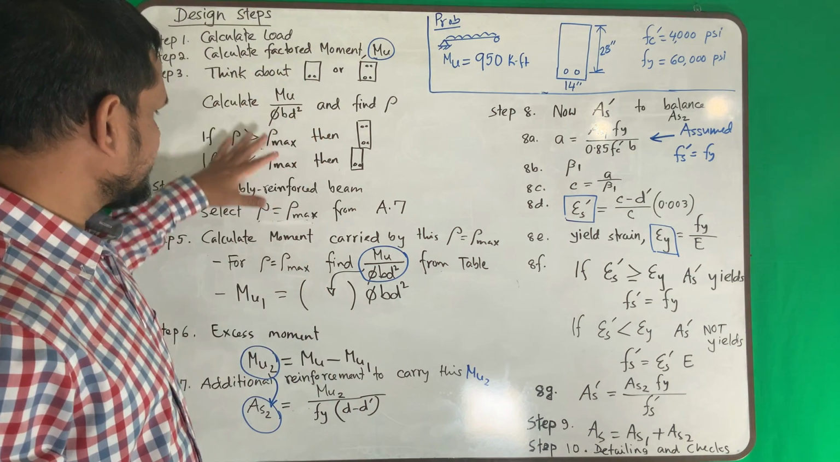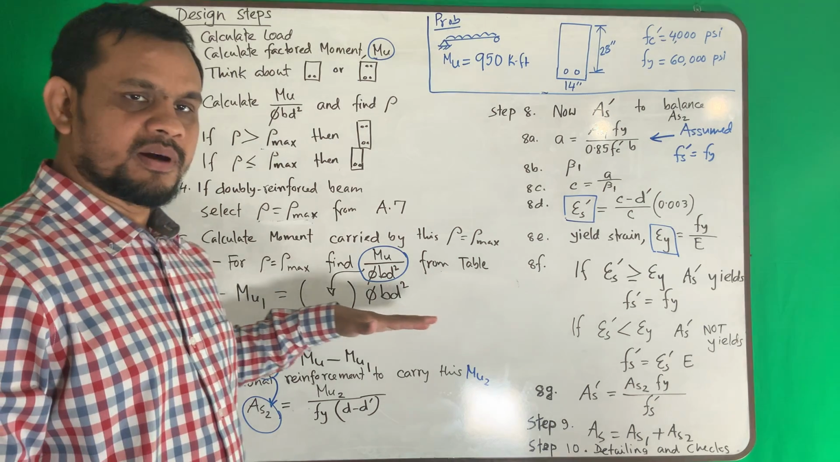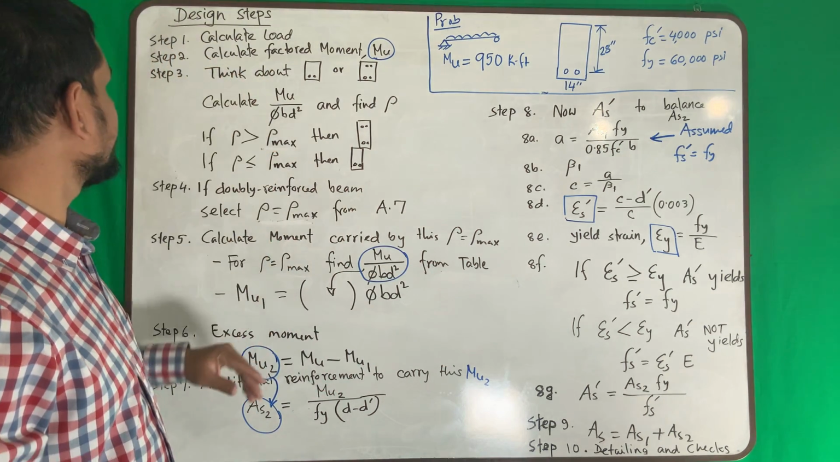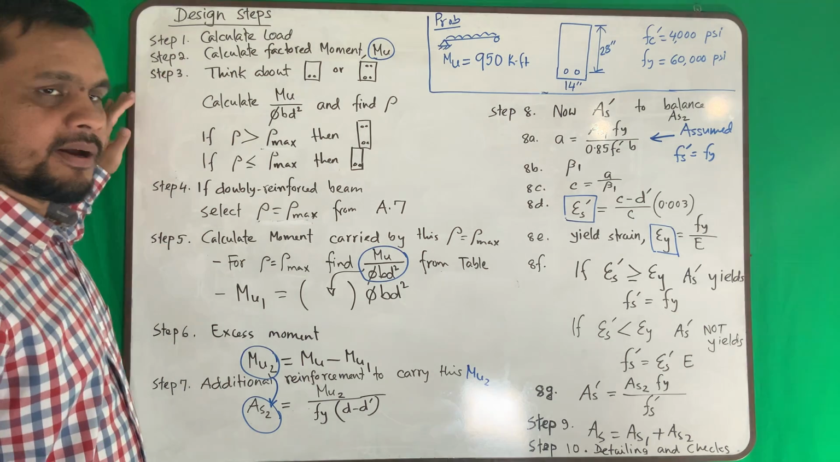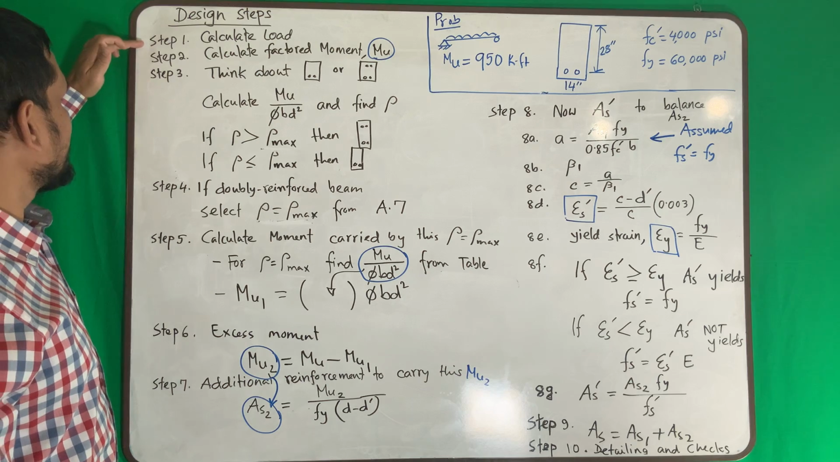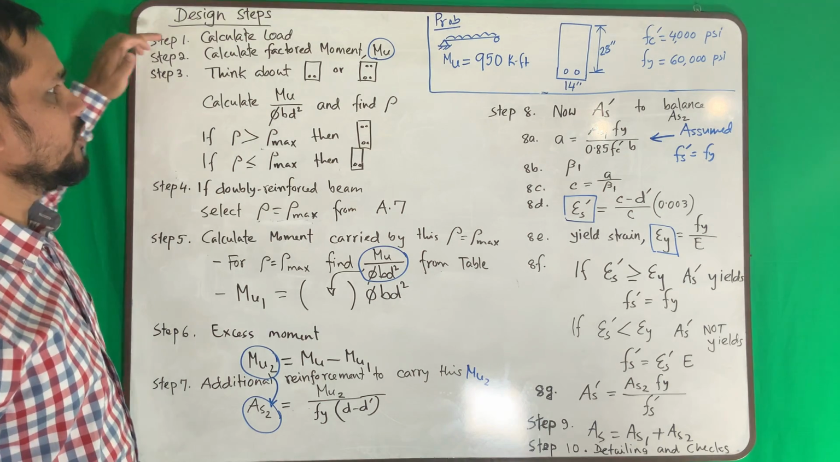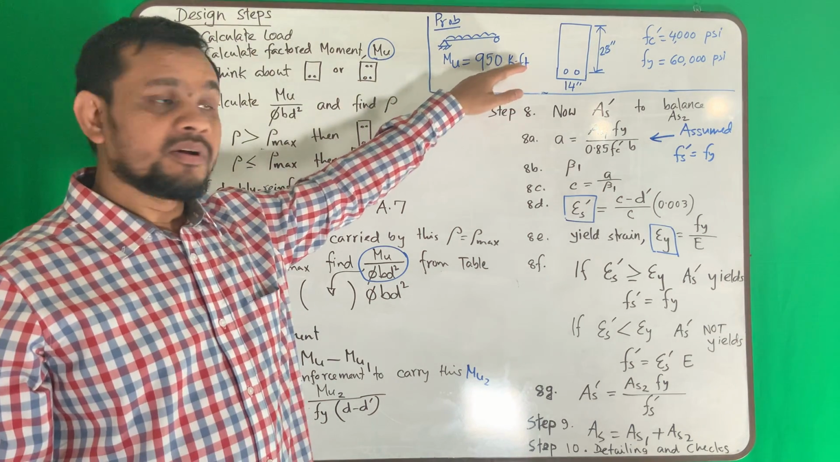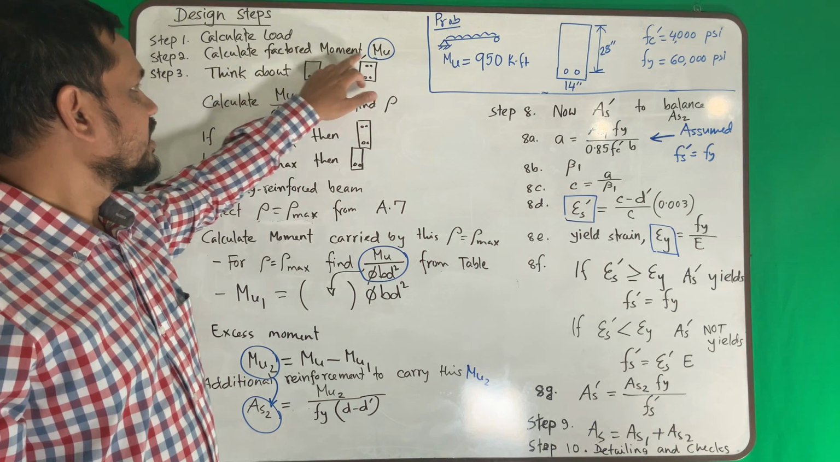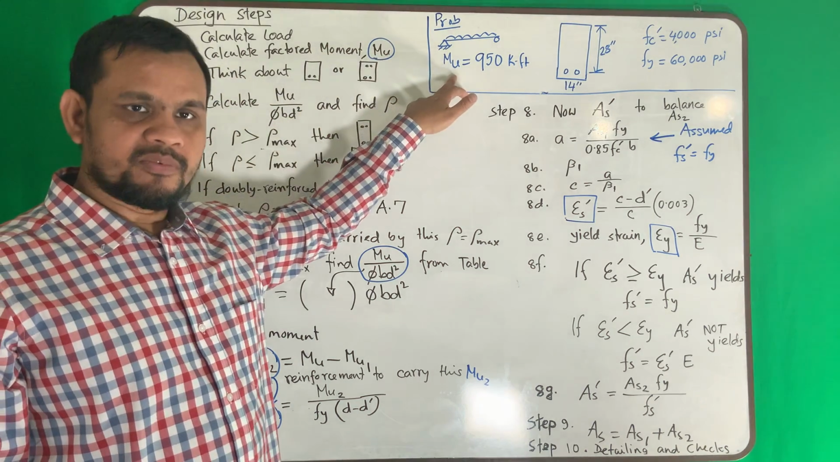Now I did not delete my steps of doubly reinforced design from my previous video because I will follow this. So what are the steps for designing a doubly reinforced beam? Step number 1, calculate load. We do not need to calculate. Why? Because step number 2, calculate factored moment, the moment is already given in the problem.